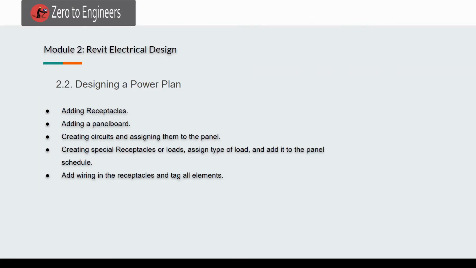Section 2.2 of Module 2, Designing a Power Plant. The first step is to start adding the receptacles we just imported to Revit in the walls.